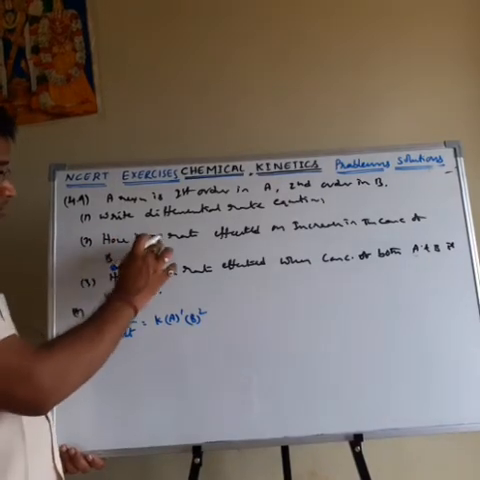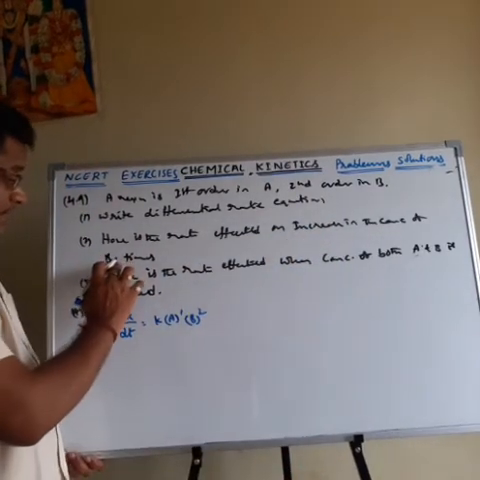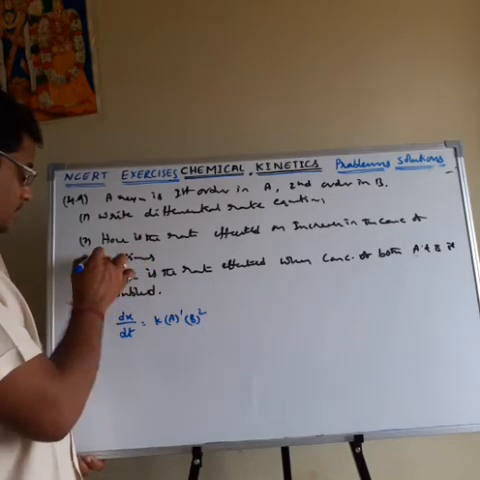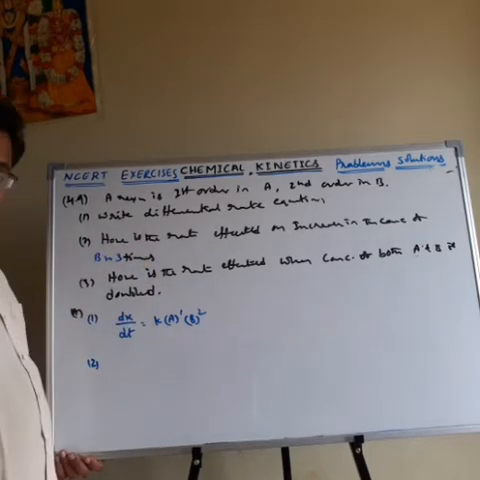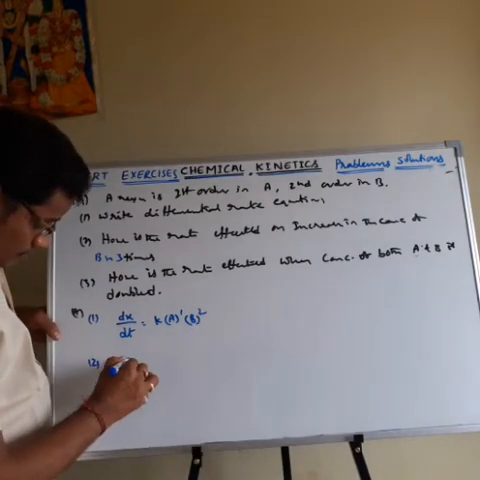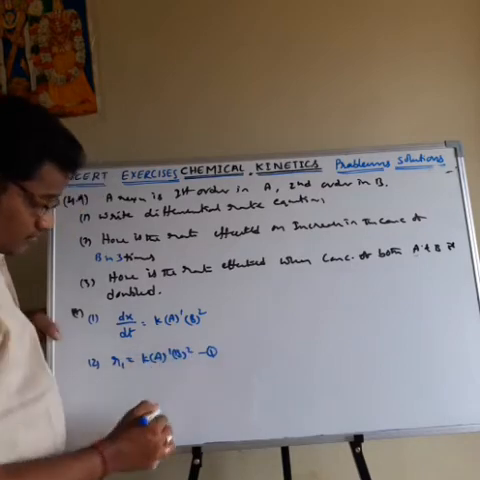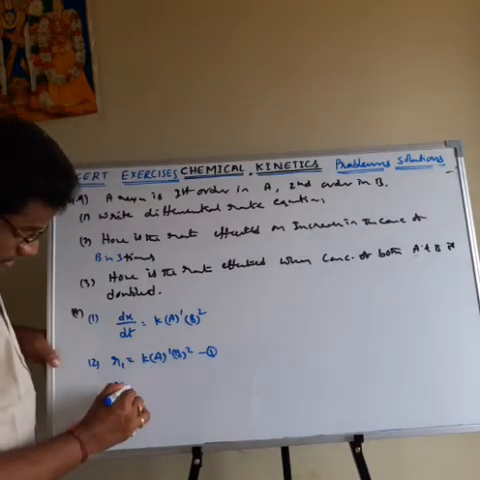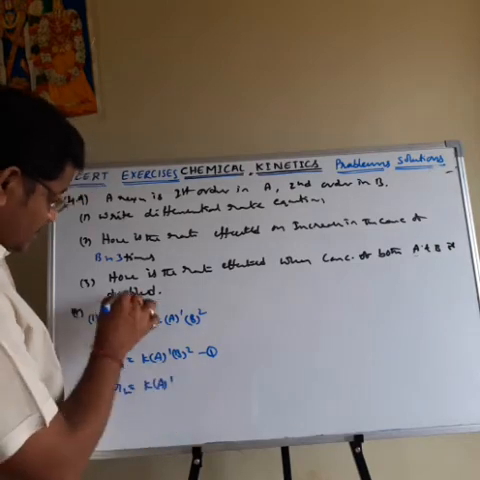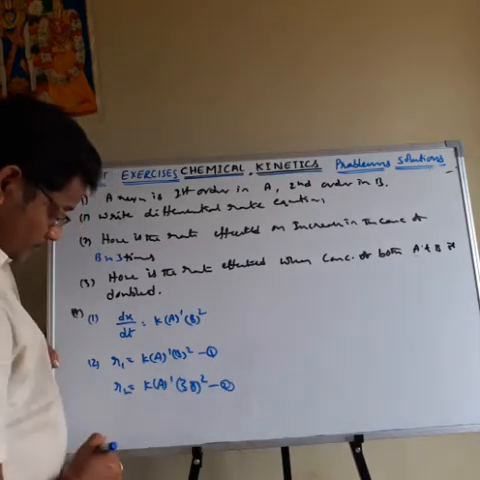Second one: how is the rate affected on increasing the concentration of B three times? If the concentration of B is tripled, then what happens? See here. R1 is equal to k into A power 1 B power 2. This is equation 1. R2 is equal to k into A power 1 into 3B power 2. Equation 2.